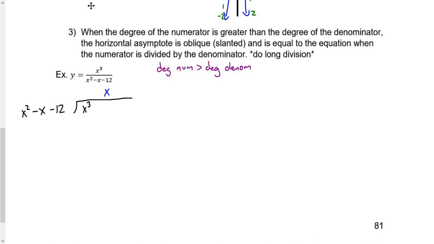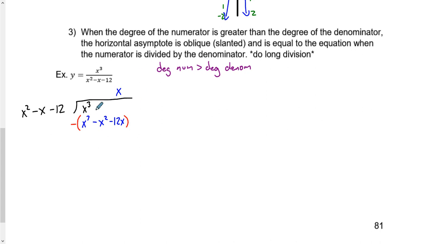And yes, I'm putting it over there a bit. Actually, I should probably move it over a little bit more. That way I have x multiplied by x squared, giving me x cubed. When I do a subtraction, I'm okay. Then x multiplied by negative x, well, that's going to be a negative x squared. And x by negative 12 is a negative 12x.